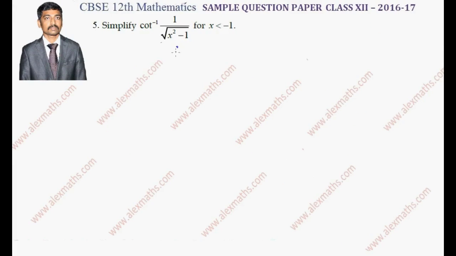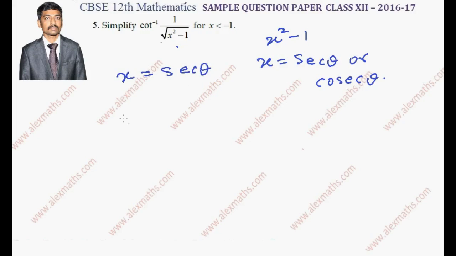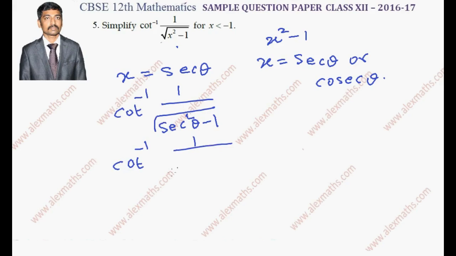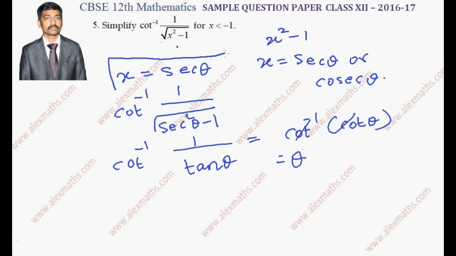Simplify cot⁻¹(1/√(x² − 1)). In this expression, we have x² − 1. So it will be better if you take x as either sec θ or cosec θ. I'll go for sec θ. So when I take x as sec θ, the whole expression will become cot⁻¹ of 1/√(sec²θ − 1), which is nothing but 1/tan²θ. Since root is there, it will become tan θ. So again, this is going to be cot⁻¹ of cot θ. After cancelling cot⁻¹ and cot, we are left with θ. Taking what is θ from this, it is going to be sec⁻¹ x.